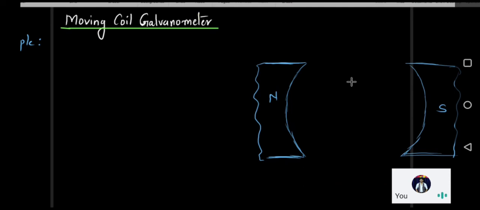What is done next is a core. A non-magnetic substance core is placed in between this magnetic field. It might be a cylindrical core, like a cylinder. Okay, a cylindrical body is placed. This is a soft iron core.